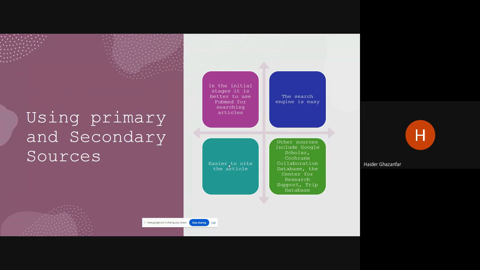Using primary and secondary sources. In the initial stage, it is better to use PubMed for searching articles. The search engine is easy. It's easy to cite the article. We do have other sources such as Google Scholar, Cochrane Collaboration Database, the Center for Research Sport, TRIP database. So there's a lot of other databases which you can use. But I think if you use PubMed in the initial days, it's good enough.